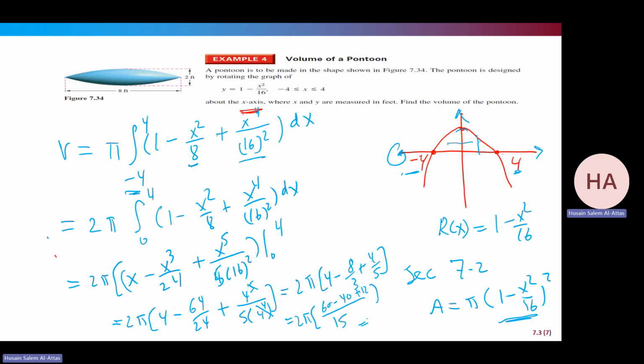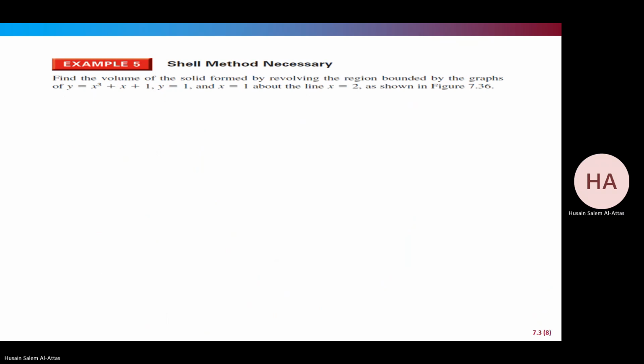That gives me what? 20 plus 15, 32. 2π times 32 over 15, so it is 64π over 15. It's a mathematical calculation. So in this case, 7.2 will be.